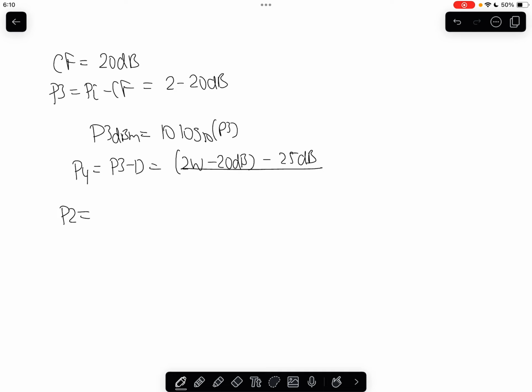For P2, P2 is our 2 watts minus our 0.7 decibels. And again, we can convert this to dBm. So we can go ahead and calculate our different values. So to substitute and calculate these values, all you do is you plug these in, and you could even convert the result to dBm if you're interested.